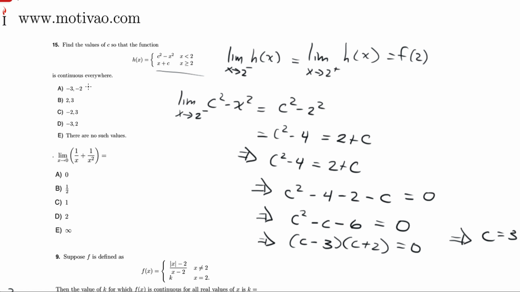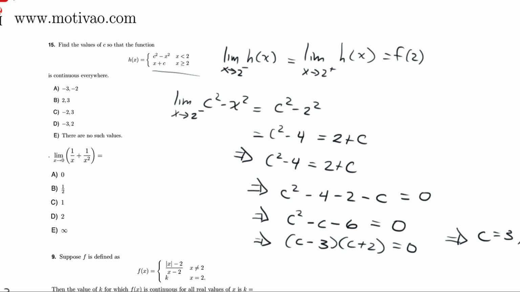So 3 and negative 2. There it is. C. Okay? Next one. Limit when x approaches 0 of 1 over x plus 1 over x squared.